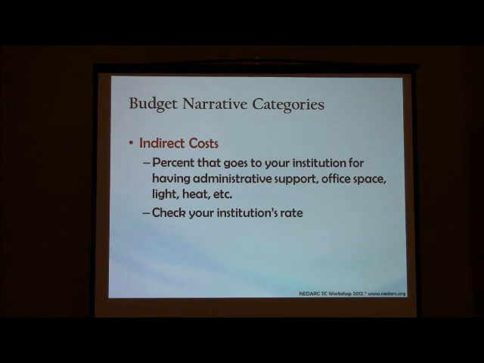Just as a point, that money doesn't come directly off the top of the grant. It's applied to all of your direct costs, the percentages. But when you add it back into the direct costs, it totals up to your total amount of $130,000. We'll show you the formula here in the spreadsheet.